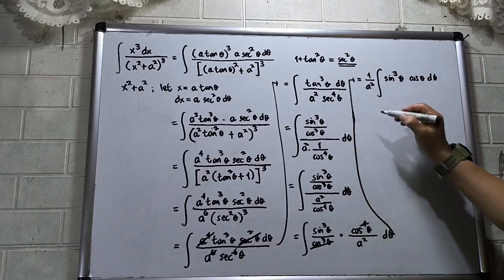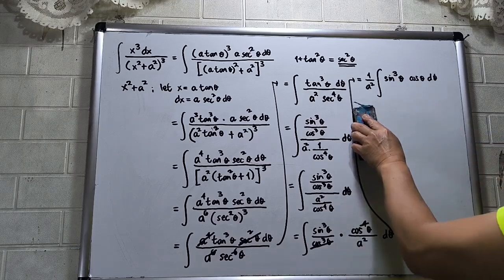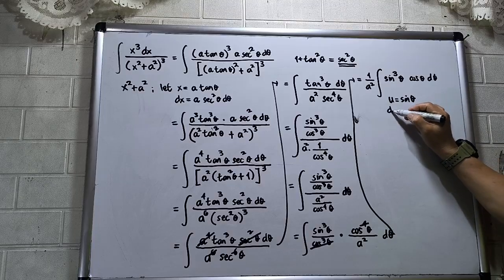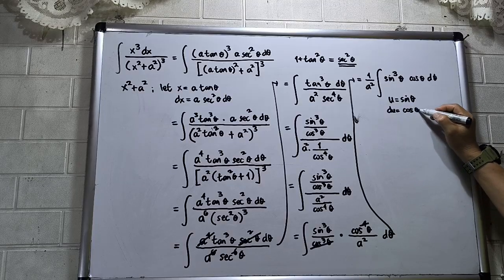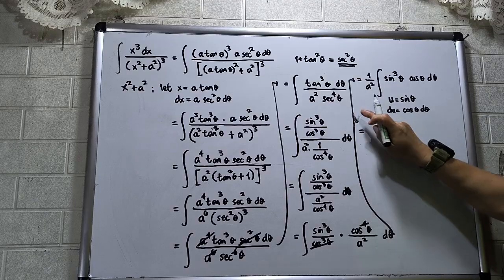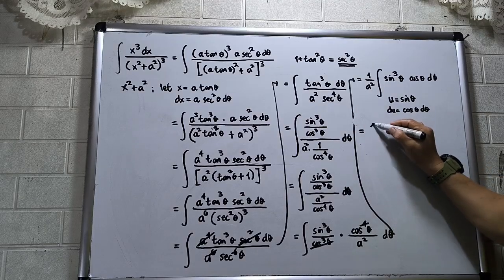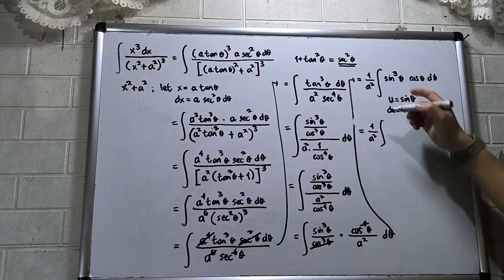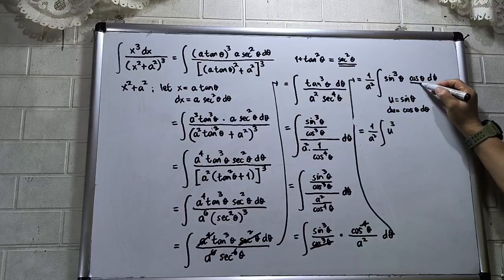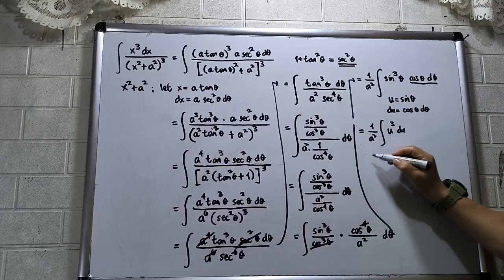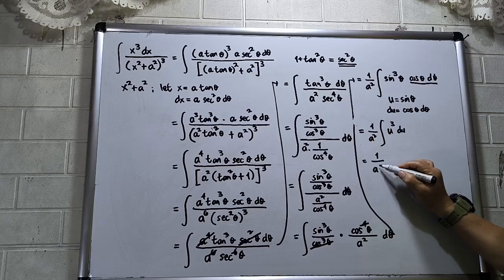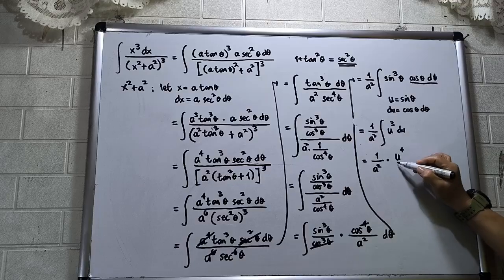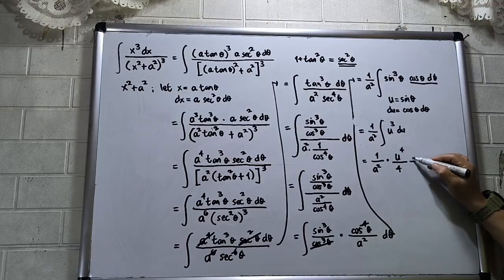So that I have space. So let u be sine theta. Then differentiating, this will be cosine theta d theta. So this will be equal to 1 over a squared times the integral of u cubed, then cosine theta d theta, that will be du. So this will be 1 over a squared, then times n plus 1. So 3 plus 1, this will be 4. So u to the 4th, then this will be over 4, then plus c.